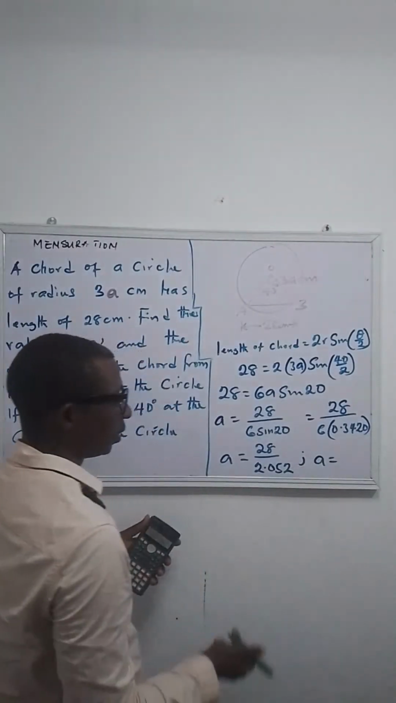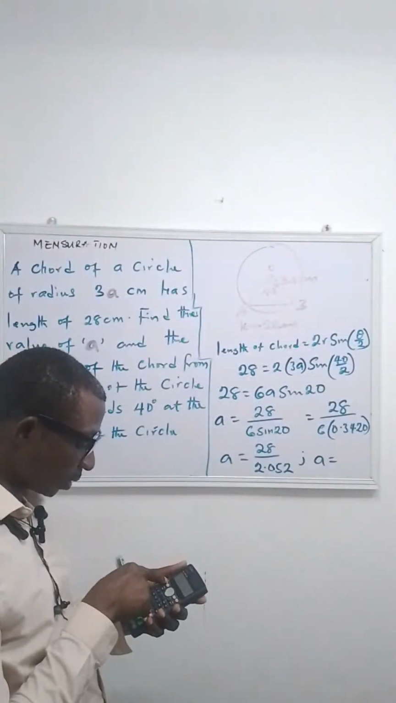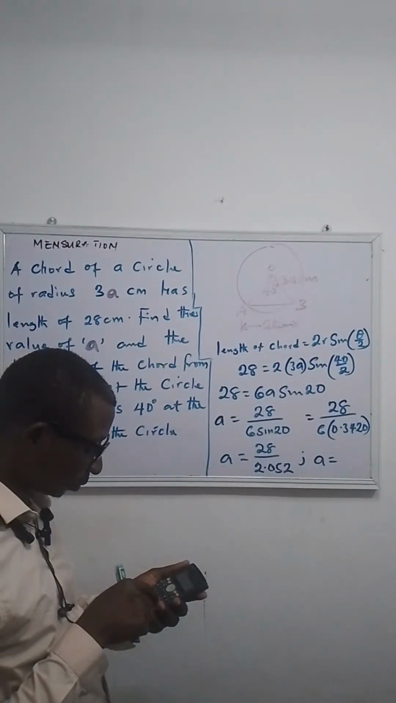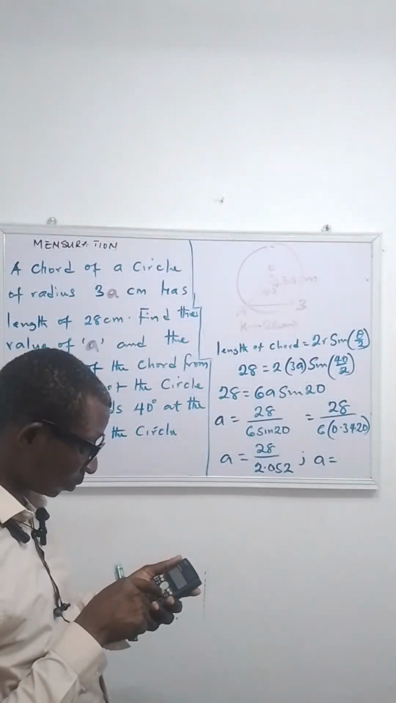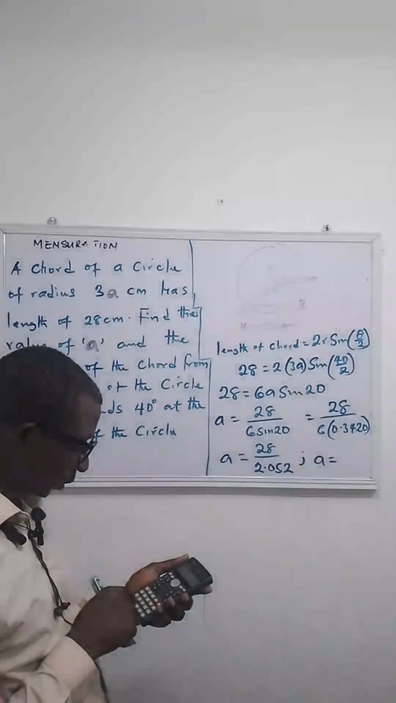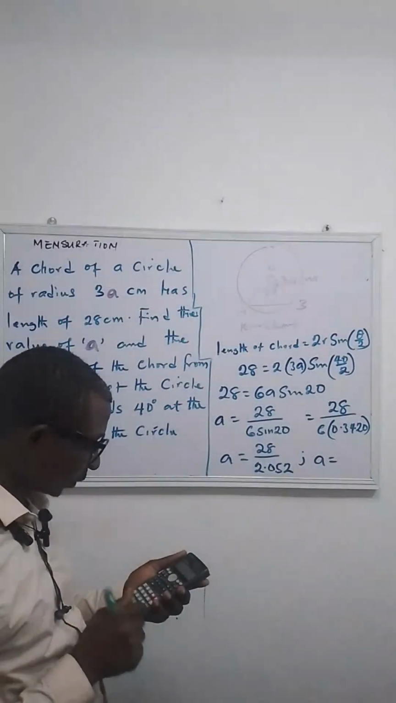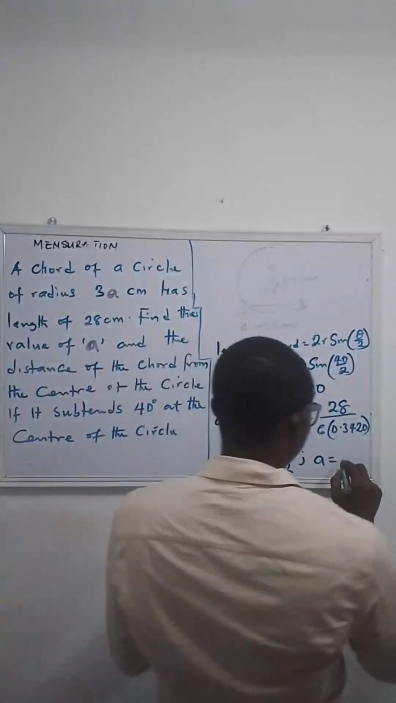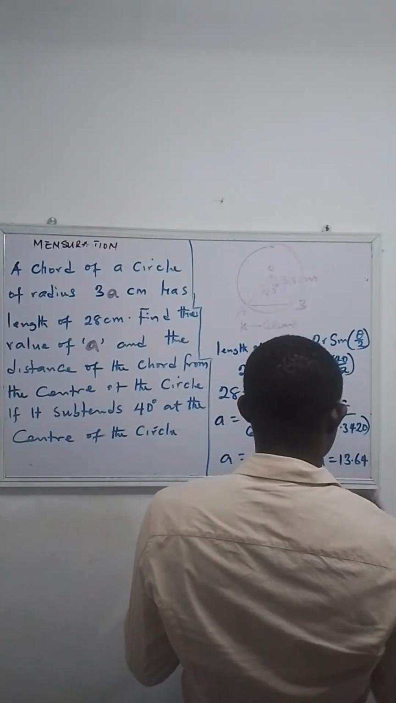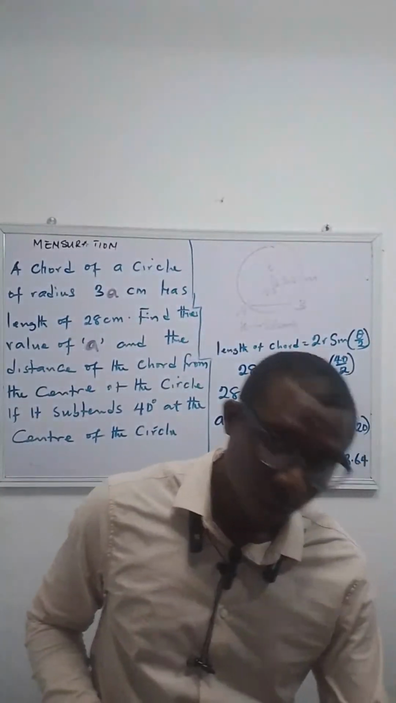So A now is going to be 28 divided by this. So what is that? So we have 28 divided by 2.052. So that's 13.64. 13.64. That is the value of A. That's the first part of the question.